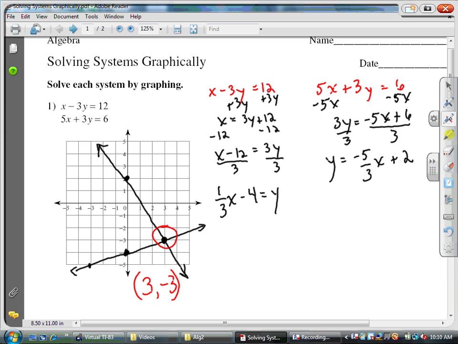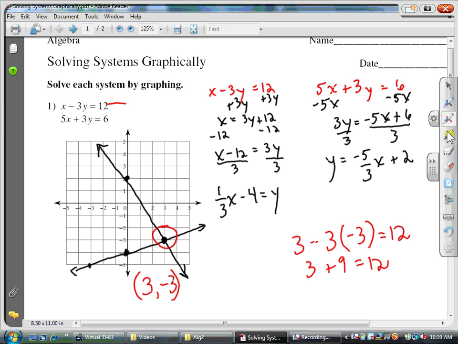Okay, and there's a couple things you can do to check this. You can check this using algebra, meaning you can plug in 3 and -3 for x and y, and you should get a true statement. For example, if we looked at this equation right here, we said 3 minus 3 times -3 equals 12. We should get a true statement. So 3, this is going to be plus 9 equals 12, and that is true. Okay, and you can do the same exact thing for the second equation of 5x minus 3y.